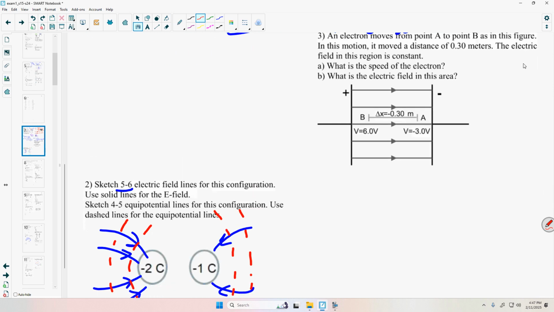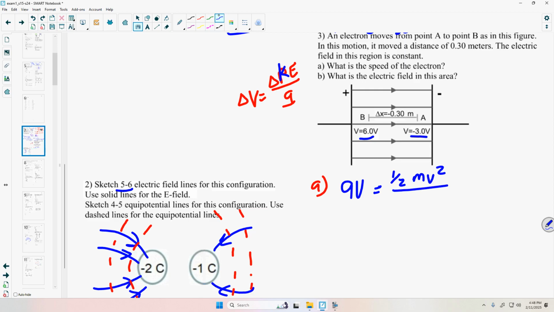first to find the speed of the electron, A, remember voltage or potential, a change in potential is equivalent to a change in energy, potential energy or kinetic energy divided by Q. I'm actually going to think about this in terms of kinetic energy. It's actually gaining kinetic energy. It's losing potential energy, but gaining that same amount of kinetic energy. My potential difference is negative 3 minus 6, or 9 volts, equals 1/2 mv squared, that's the velocity or speed of that object, divided by Q.